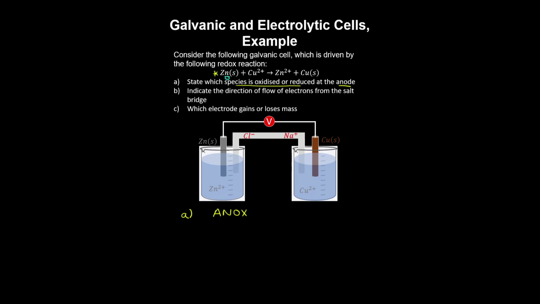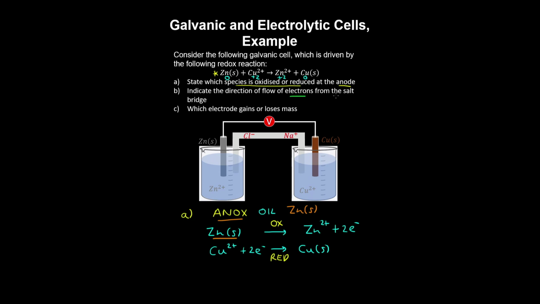So assigning the oxidation numbers, zinc goes to Zn2+, and oxidation is a loss of electrons, so we add those to the right here. And the copper cation gets reduced. So given that oxidation occurs at the anode, zinc is being oxidized.